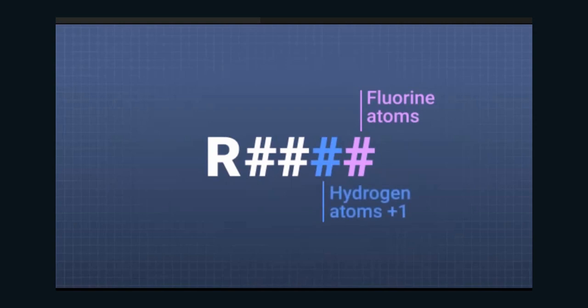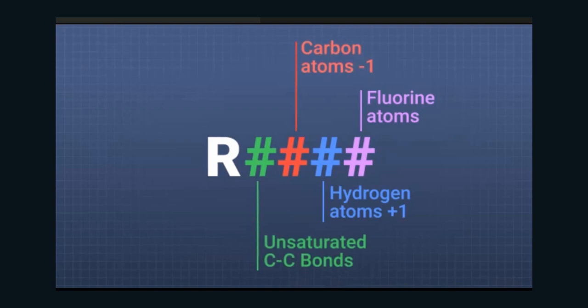In refrigerant ID numbers, the digit on the far right represents the number of fluorine atoms. The second digit from the right equals the number of hydrogen atoms plus 1. The third digit equals the number of carbon atoms minus 1. And the fourth digit represents the number of unsaturated carbon-carbon bonds. Digits that are equal to 0 are usually omitted.